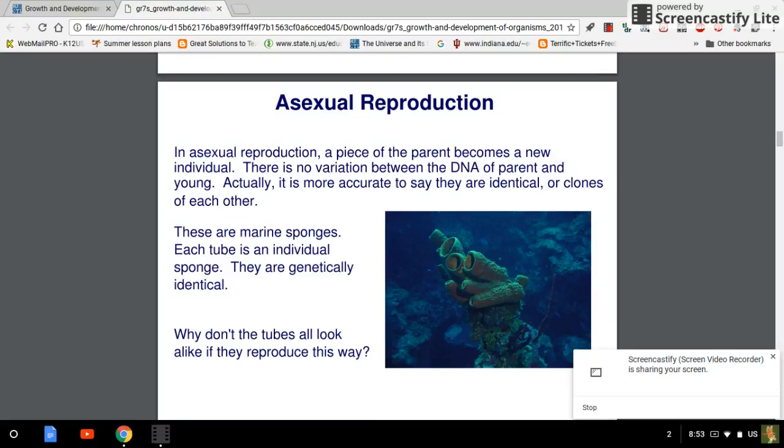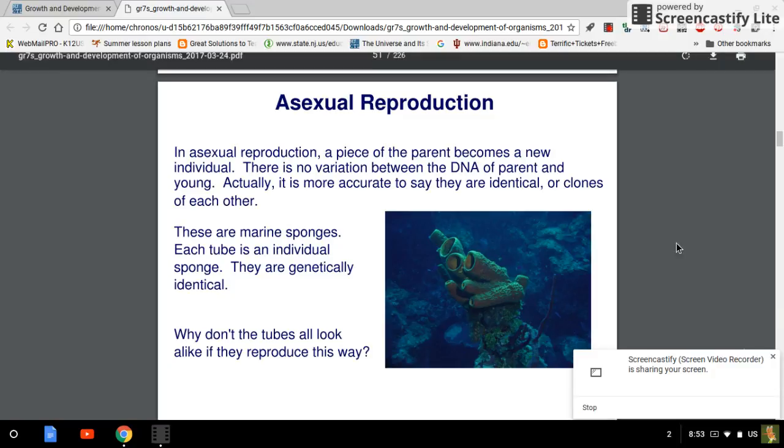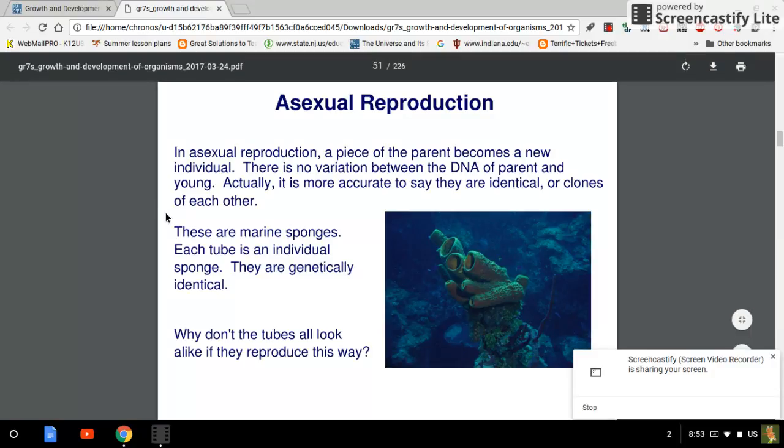There is no variation, meaning the offspring is 100% like the parent. The DNA of the parent and the young are going to be exactly the same. Actually, it's more accurate to say they are identical or clones of each other.